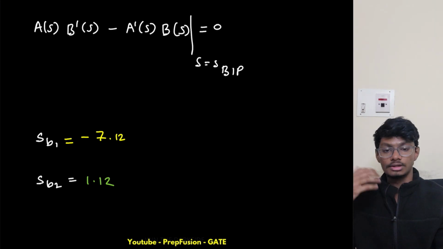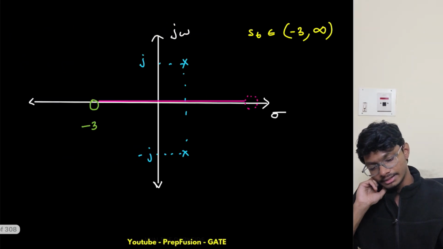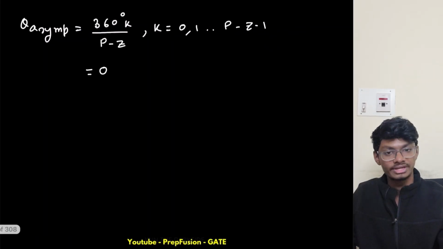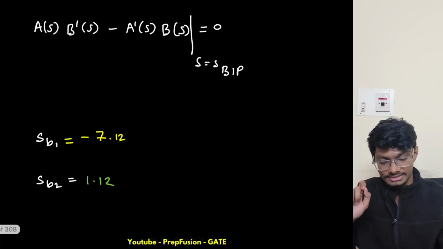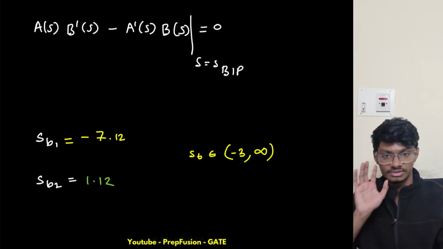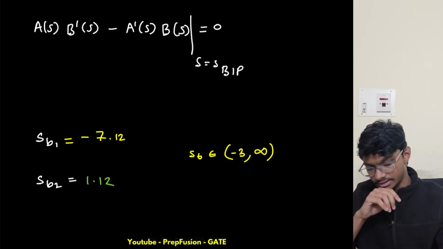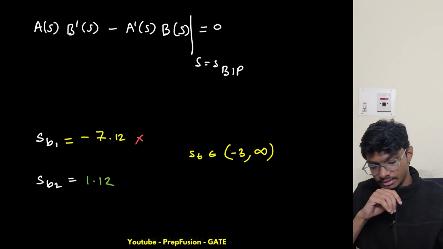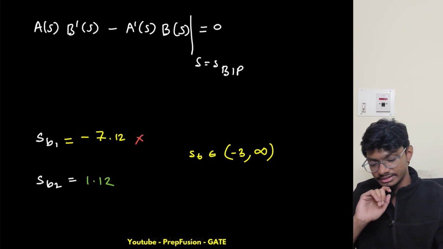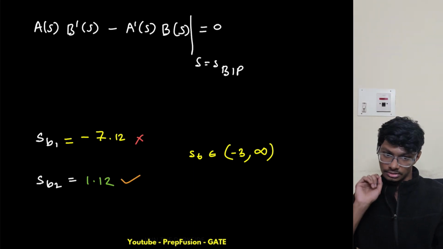Now which one should I pick and which one should I leave? Let's come back and copy this range. From here we can understand that my breakaway or break-in point will always lie on the real axis, and it has to satisfy this range. My test point should lie between -3 to infinity. This is -7, so no, this isn't lying in this range, but this one is lying in this range.